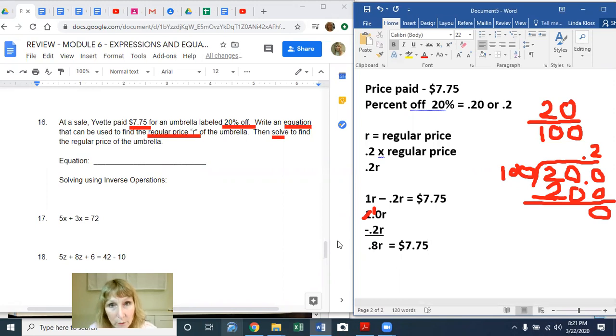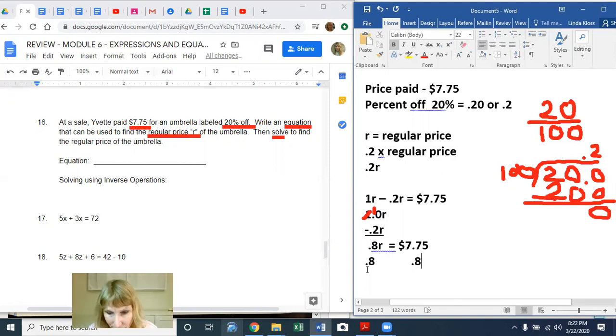Next step is to use inverse operations to get R by itself. We have a coefficient of 0.8 in front, so we're going to have to divide by 0.8. Very good. You guys got this. We divide by 0.8 over there. And what number are we doing? We are doing number 16. Okay.